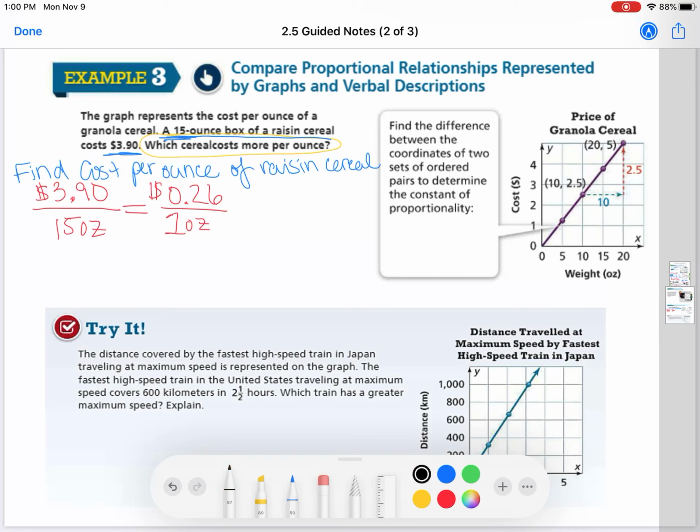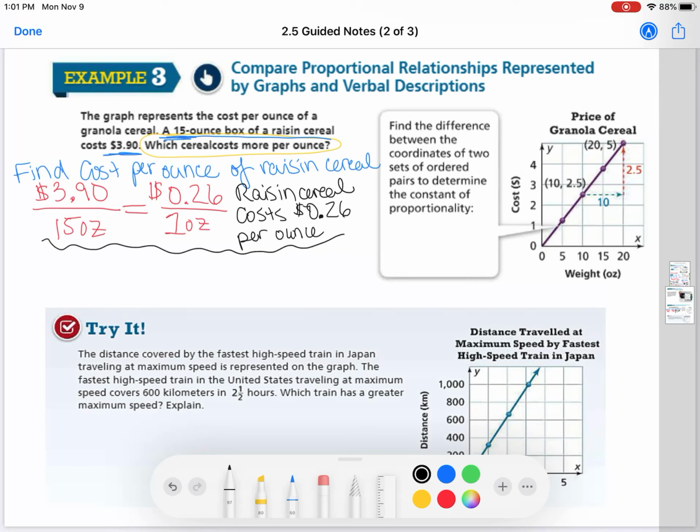And I'm going to write that in words. So, raisin cereal costs 26 cents. Don't forget that decimal. 26 cents per ounce. Okay, so we did that part. I'm going to put a little squiggly to separate it all. Okay, so now we know how much it costs for every ounce for the raisin cereal.